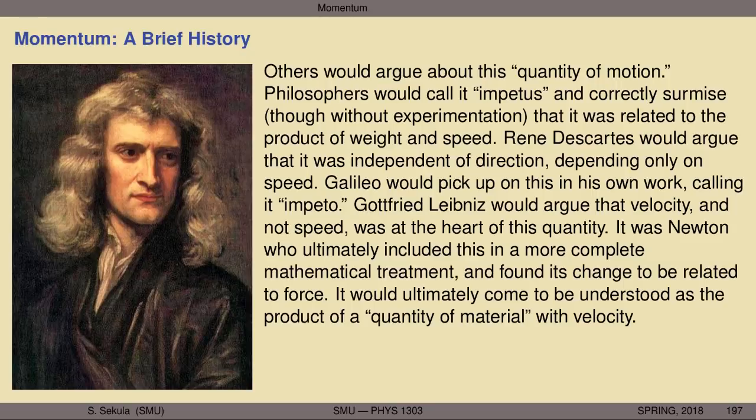Gottfried Leibniz, whom we've mentioned before in the context of the discovery of calculus, would argue that velocity and not speed was at the heart of this quantity. So Leibniz was one who, in that same kind of turbulent era of thinking as science was developing into a forefront way of knowing about the universe, would understand, or at least argue, that it was direction and magnitude that played a role in this internal quantity of motion.